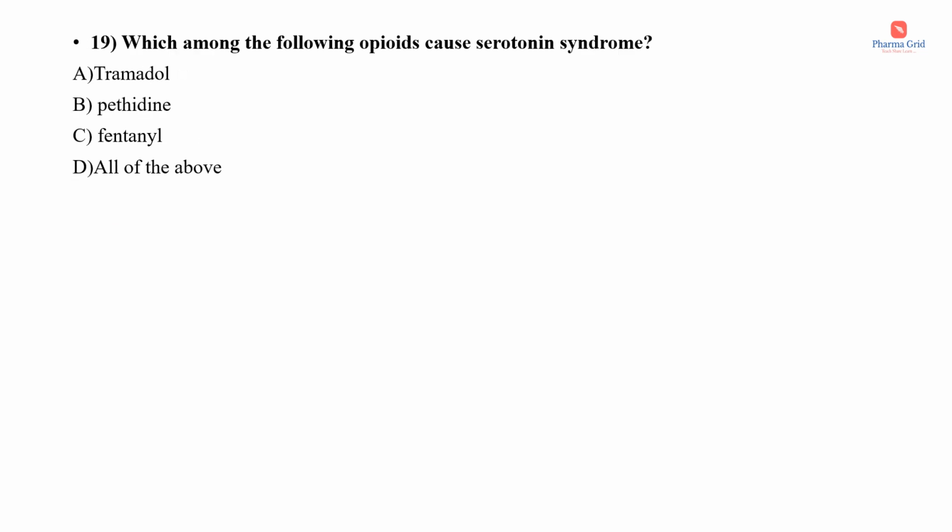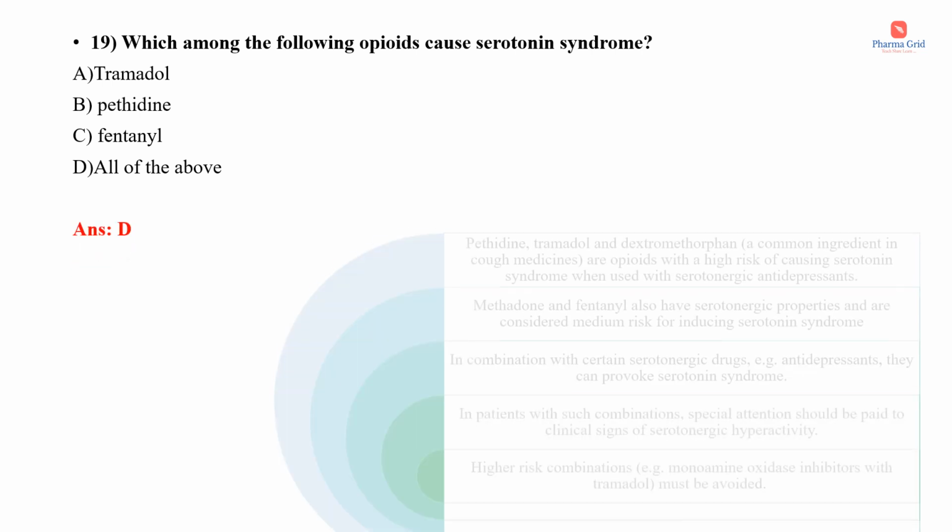Question number 19. Which among the following opioids cause serotonin syndrome? The options are tramadol, pethidine, fentanyl, all of the above. Here the correct answer is option D, that is all of the above.